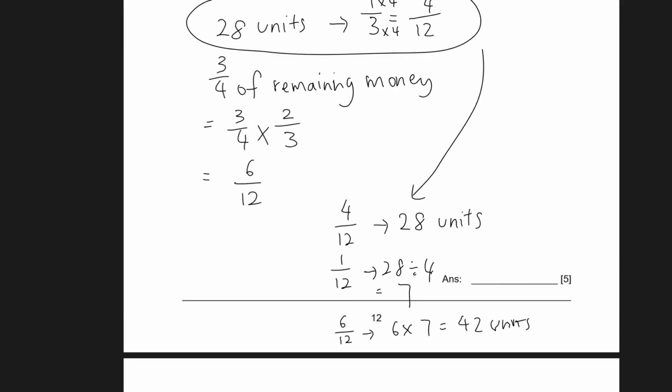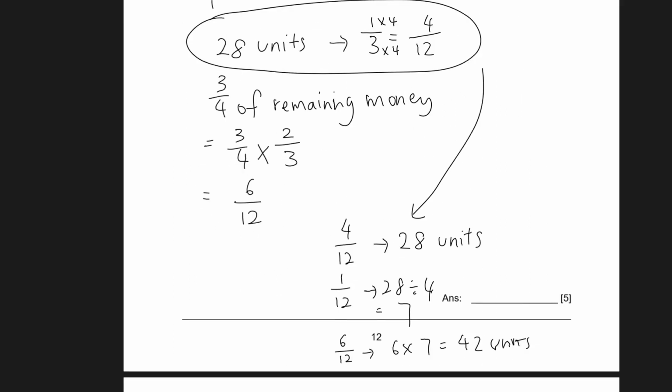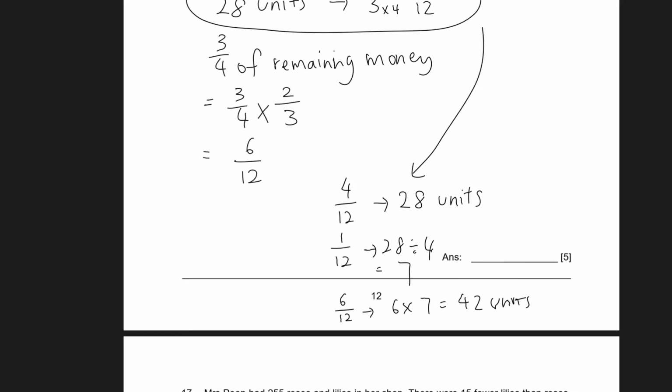Okay. Now if you know that one writing pad is made out of 3, and we want to find out how many writing pads she can buy. One writing pad, remember, is 3 units. So with the 42 units that she can buy, each writing pad 3 units, we divide it by 3, we will be able to find the number of writing pads she bought, which is 18.